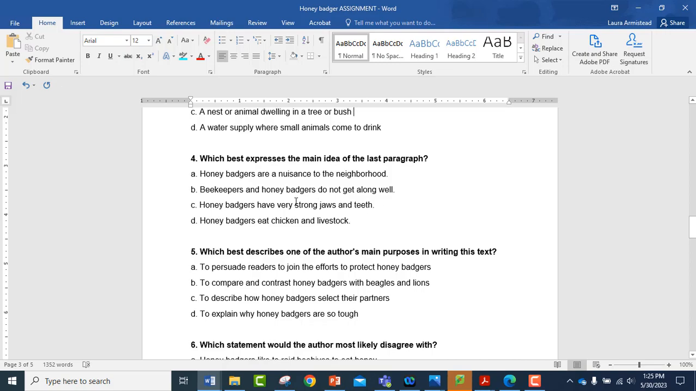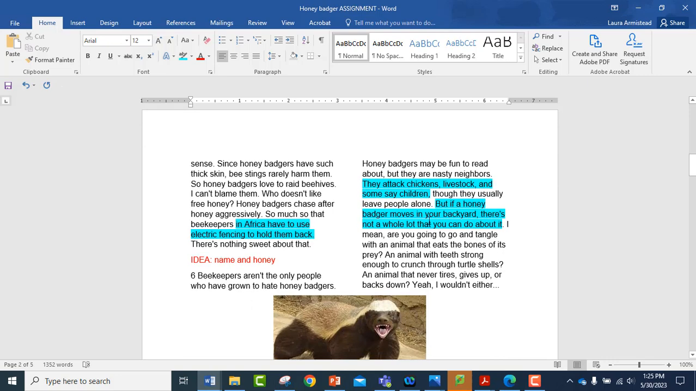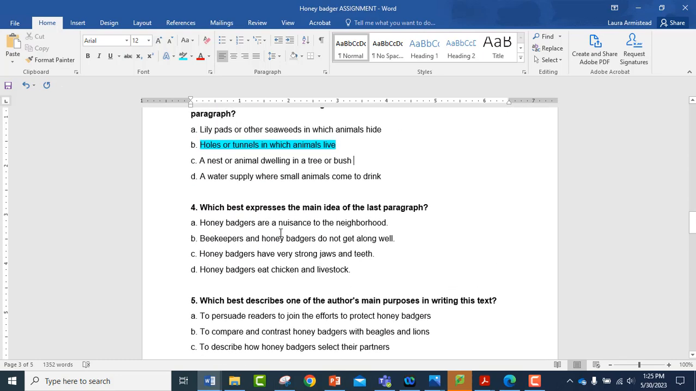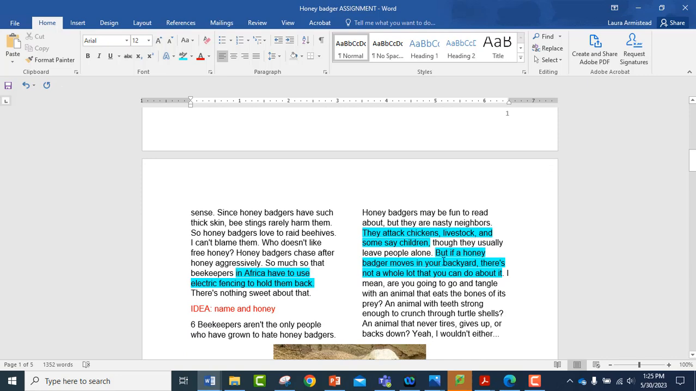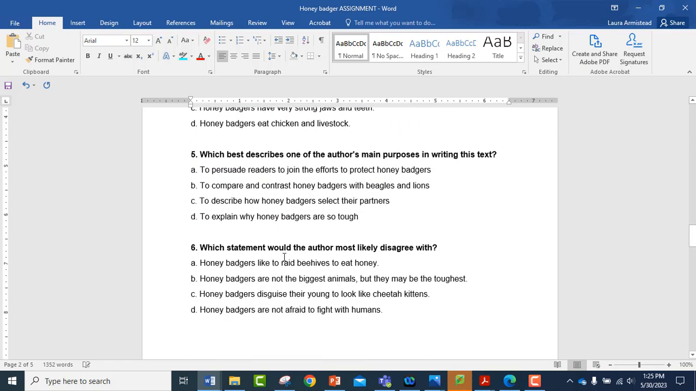Which best expresses the main idea of the last paragraph? So we said with the last one, it's about, you know, do you go after them or not, right? What do you do? Honey badgers are a nuisance. Beekeepers and honey badgers do not get along well. Strong jaws. They eat chicken and livestock. Probably this one, right? Does it say they eat chicken and livestock? They attack chickens and livestock. But it talks here about how they're nasty neighbors. So I think that's the right one.